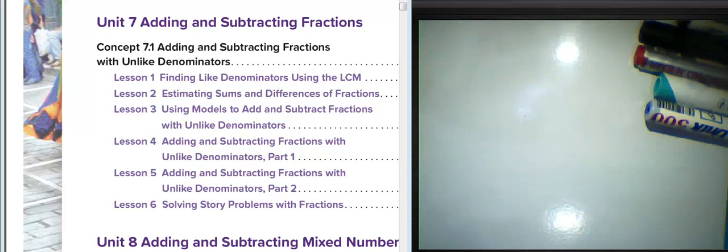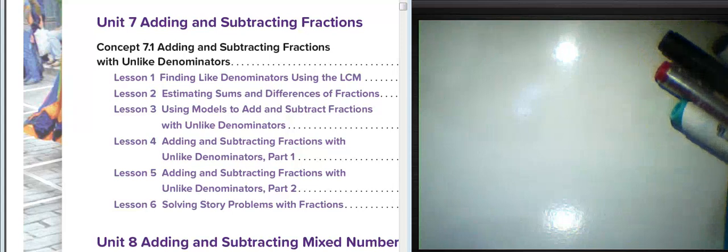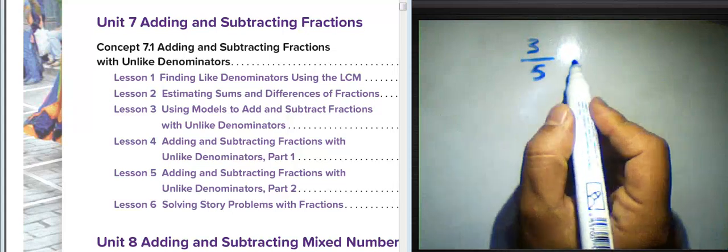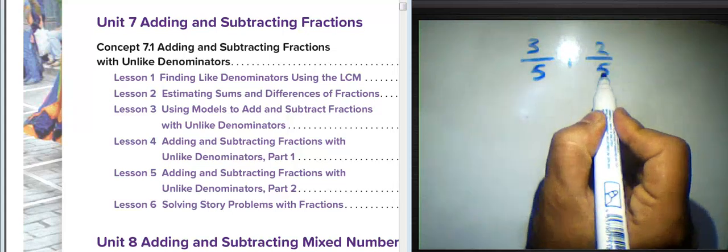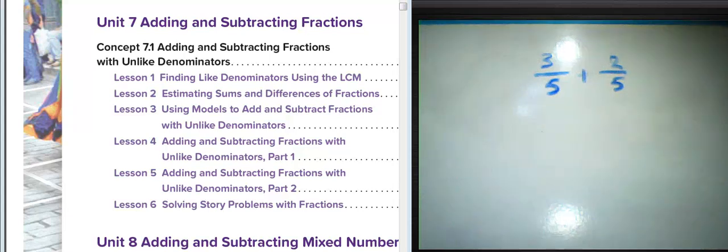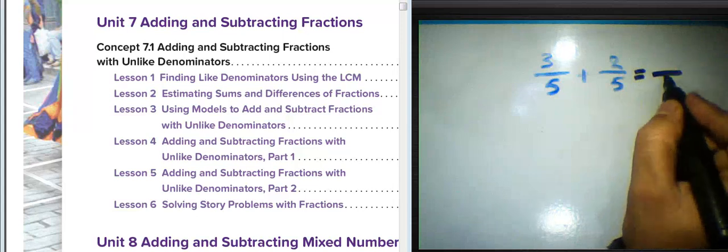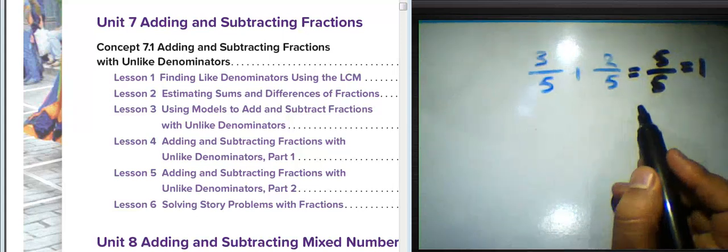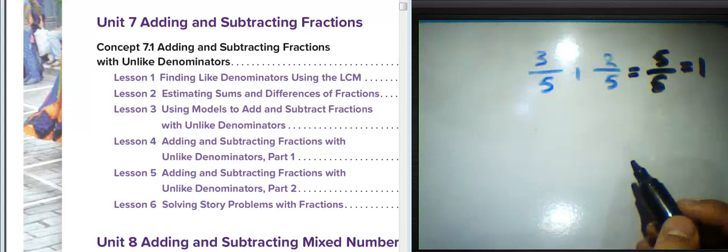Lesson 1, find a like denominator using the LCM, least common multiple, such as 3 over 5 plus 2 over 5. We have the same denominator here, so we write 5 in the denominator and find the result from the numerator. 3 plus 2 equals 5, 5 over 5, 5 divided by 5 equals 1. The result will be equal to 1.